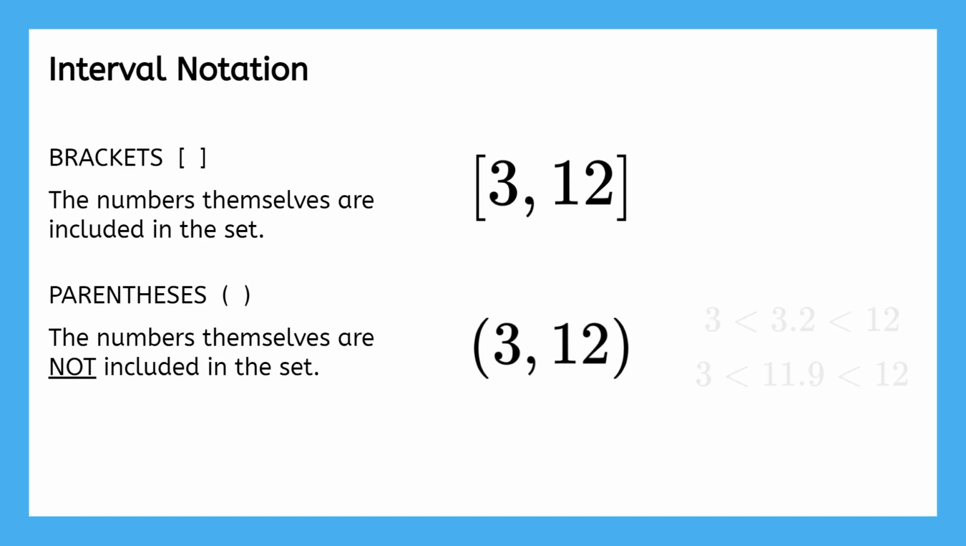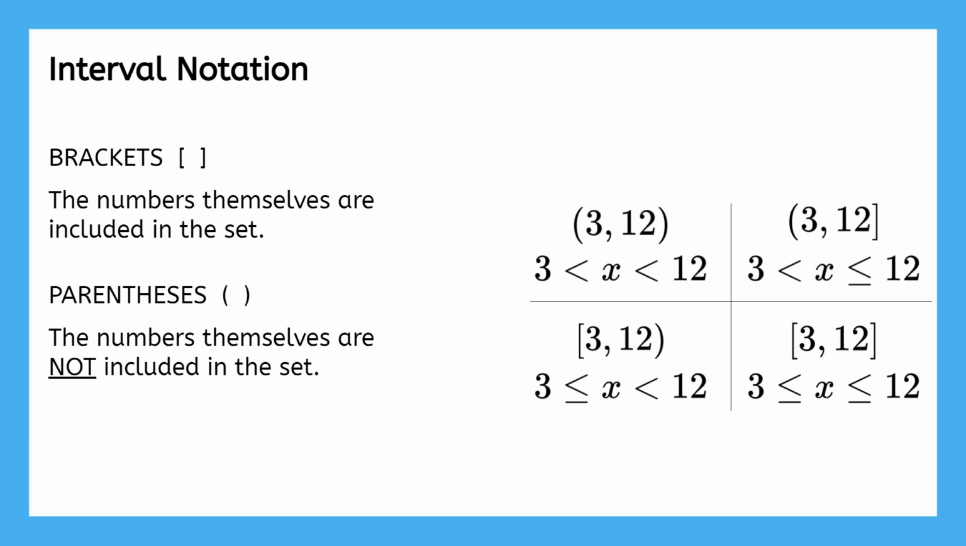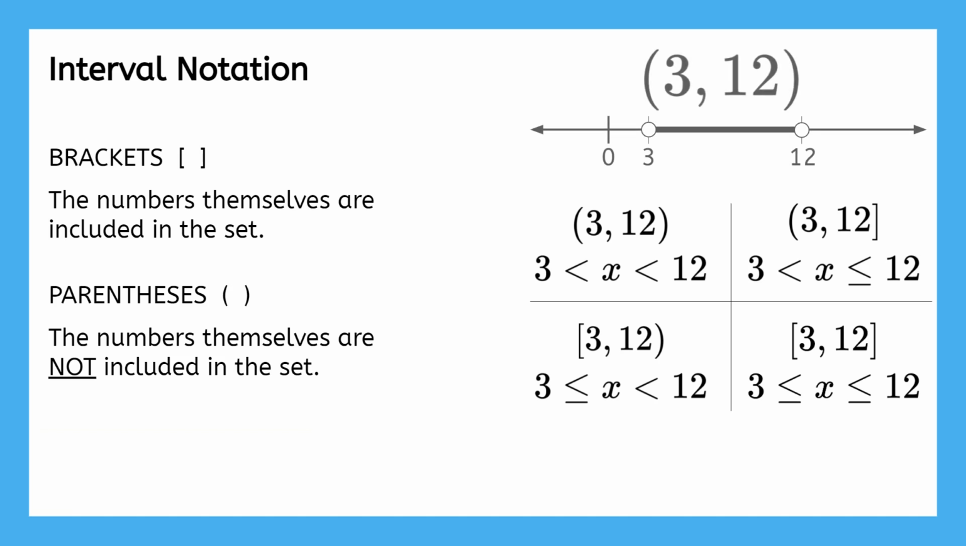You could also see a mix between inclusive and exclusive. For example, the set on the right would be all numbers between 3 and 12, including 3, but not including 12. The difference between brackets and parentheses is generally the difference between a less than symbol and a less than or equal to symbol. On a number line, parentheses would be marked as open dots, and brackets would be marked as solid or closed dots.